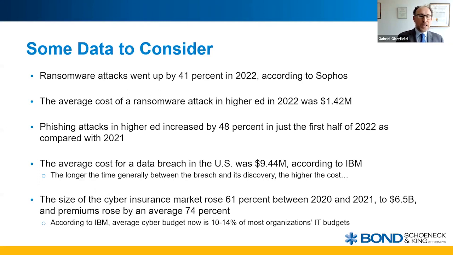So the size of the cyber insurance market at the same time rose 61% between 20 and 21 in terms of the overall amount of business flowing through, to $6.5 billion. And at the same time, premiums rose by 74%. That's, of course, a huge, huge difference. And so now we look at cybersecurity budgets across the country as a relative component of IT budgets, and it's about 10 to 14%. That is no small amount. Next slide, please.